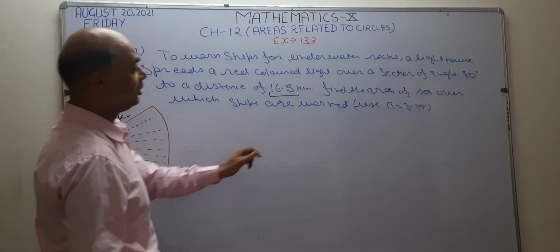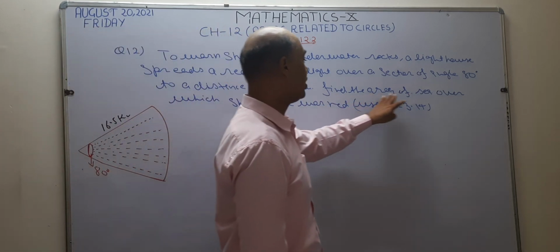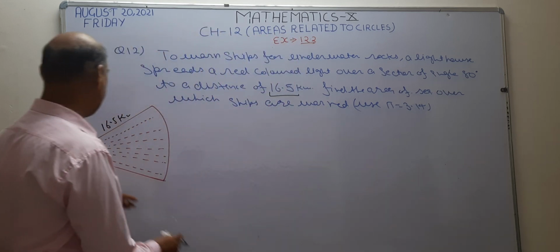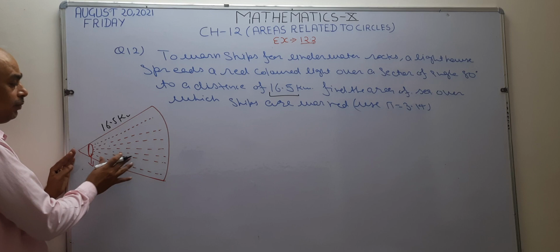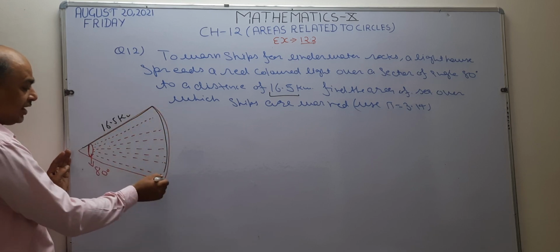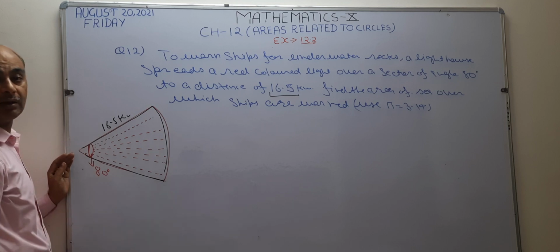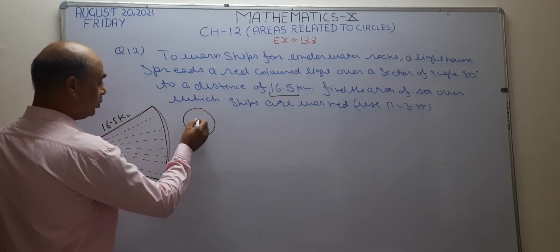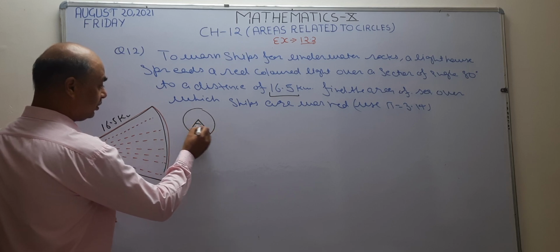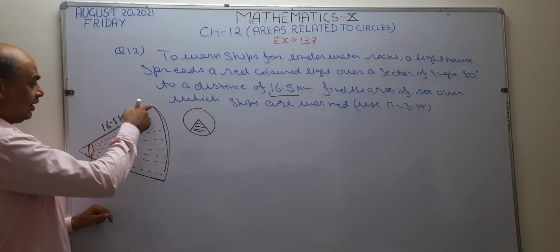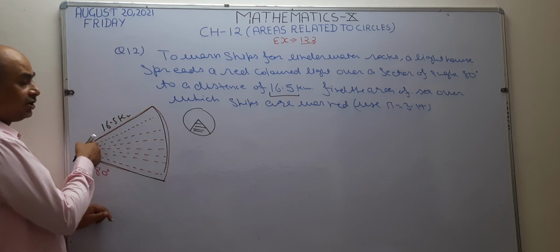In this question, what are we going to find? Find the area of the sea over which ships are going to be warned when the light is on and makes this shape. And you know what the shape of this is? This shape is known as a sector of the circle. The same shape is this one, having angle 80 degree and length 16.5. So this becomes the radius of the circle.